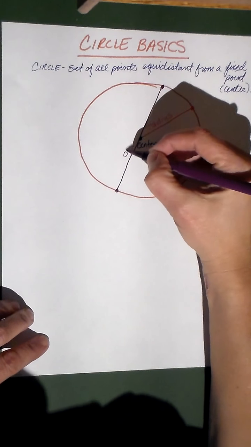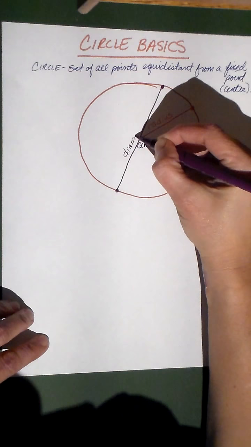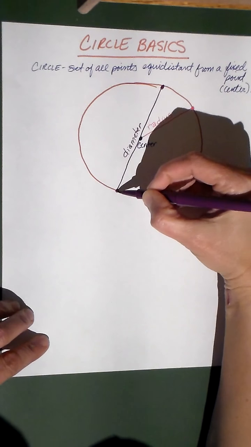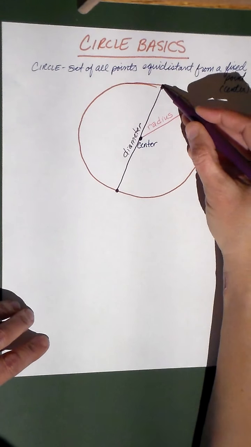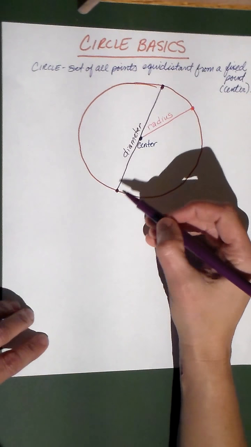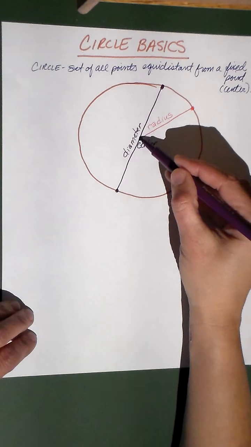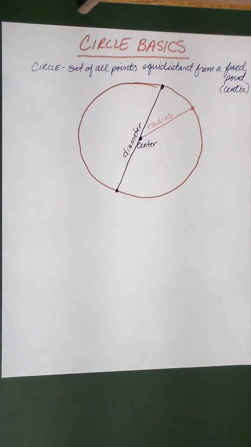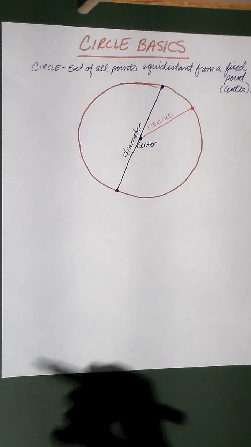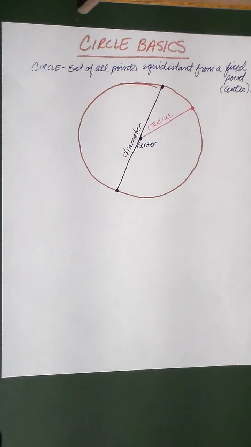So the diameter of the circle is the segment that goes from one part of the circle. It has endpoints. Remember, these are endpoints. The diameter has endpoints that are on the circle, and it passes through the center. So let's go ahead and put some definitions out there, just so you know what they are.